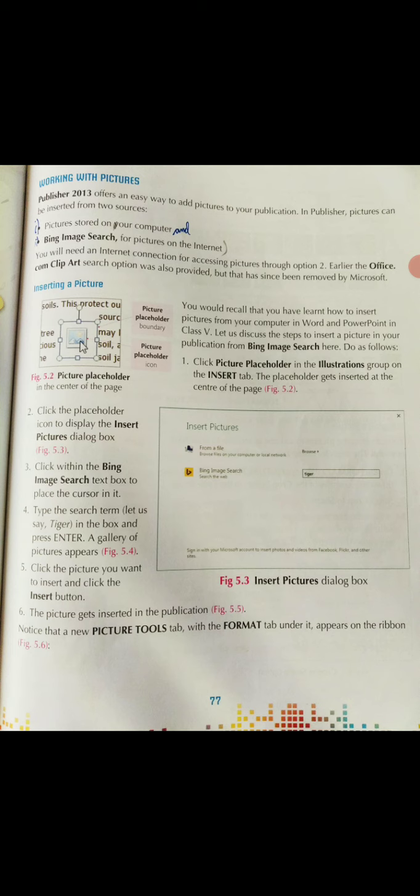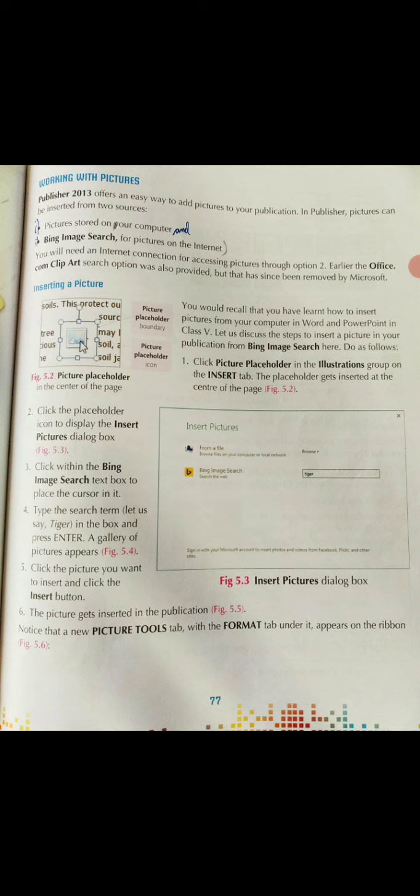The first one is a picture stored in your computer. It means whatever pictures are stored in different folders in your computer, you can paste the image from there. Or else there is another option, Bing image search for pictures on the internet. When there is an internet connection in your computer, then we can go for Bing image search.